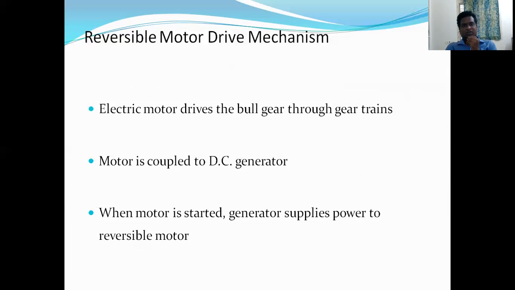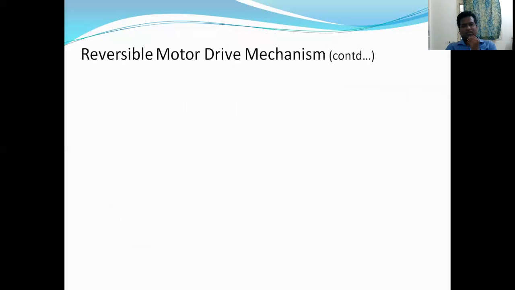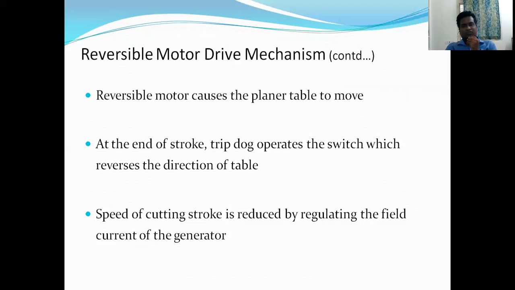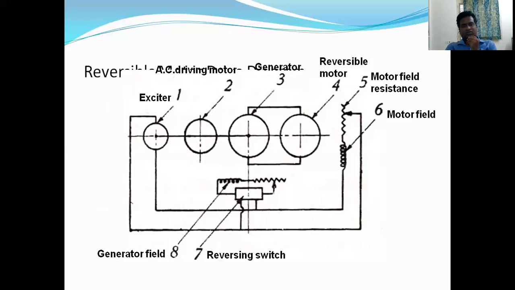Okay. This is the reversible motor drive mechanism. Electric motor drives the bull gear to gate rails. Motor is coupled to DC generator. When the motor is started, generator supplies power to the reversible motor. Reversible motor causes the planer table to move. At the end of stroke, trip dog operates the switch which reverses the direction of the table. Speed of cutting stroke is reduced by regulating the field of current of the generator.